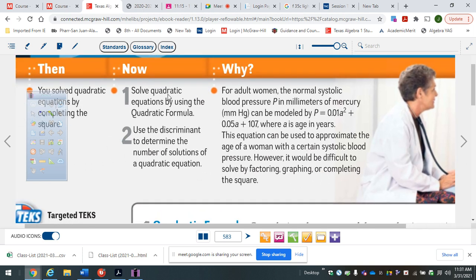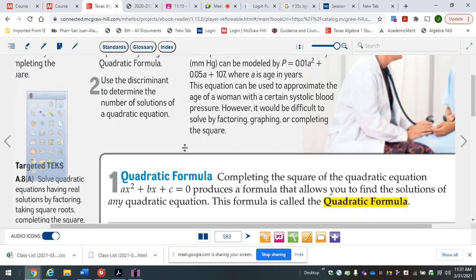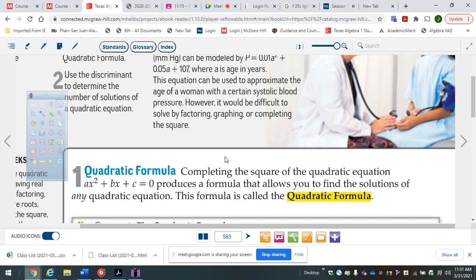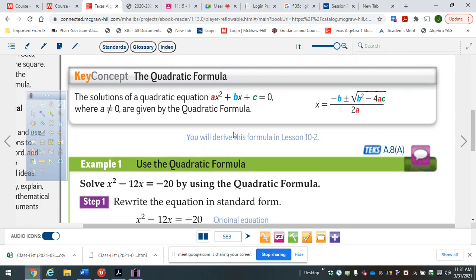We're going to solve quadratic equations by using the quadratic formula. Again, solve, x-intercept, zero, solution. Use a discriminant to determine the number of solutions of the quadratic equation. We probably won't do that one, because if you have to graph it to find the answer, you can see there's 1, 2, or 3 answers, or whatever.